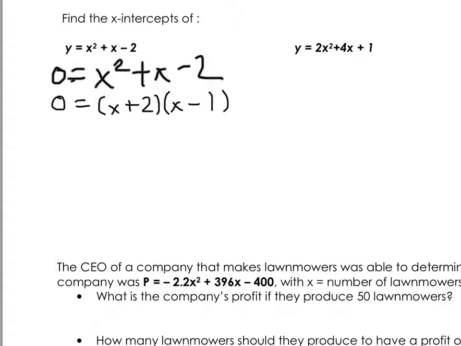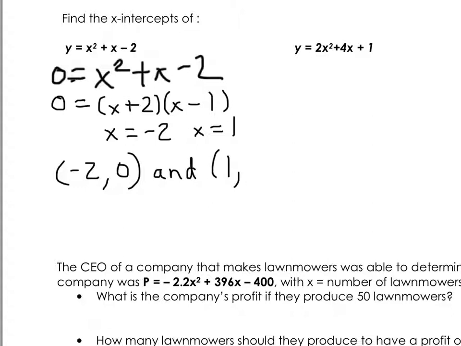We can factor. Set each individual factor equal to 0, and you get two solutions, -2 or 1. Now remember, an x-intercept is a point where y is 0. So one x-intercept would be the point (-2, 0), and the other x-intercept would be the point (1, 0). Two x-intercepts.